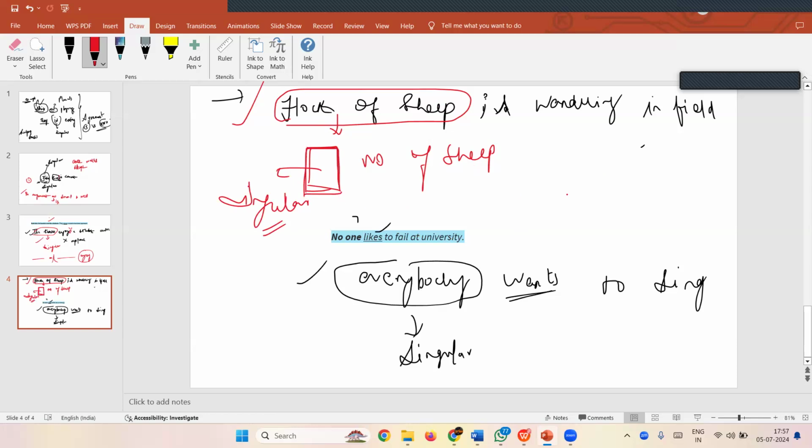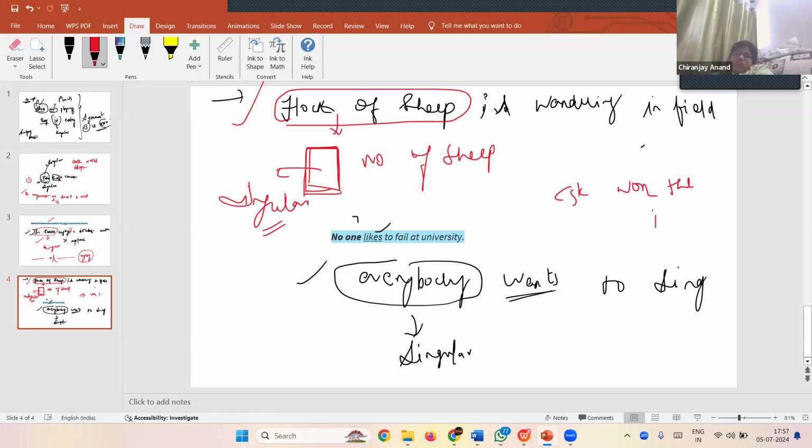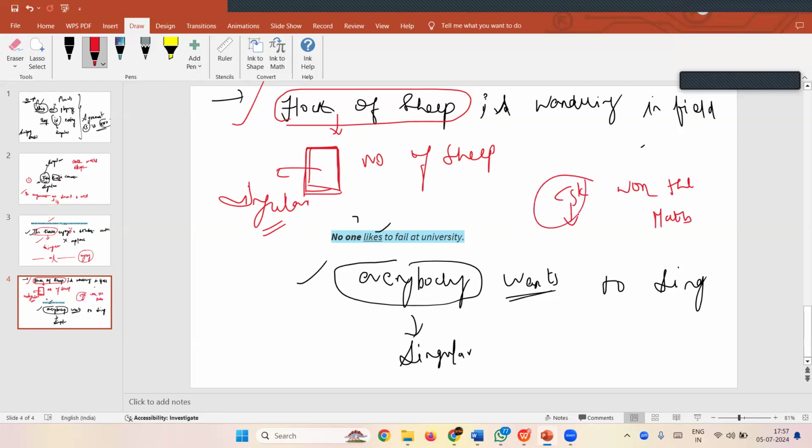For example, CSK won the match. CSK means so many players are there in CSK. But we are not saying "won" in the plural sense. We are saying CSK won the match. CSK is a group of people, but we are giving a name for that group. So this group is considered to be singular.